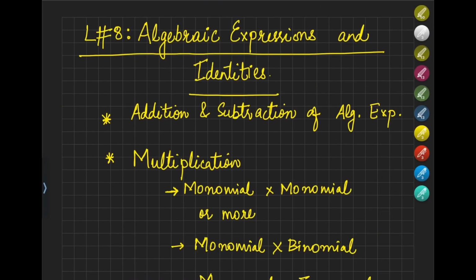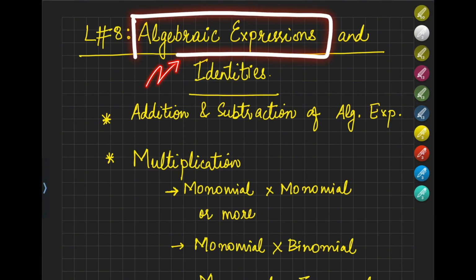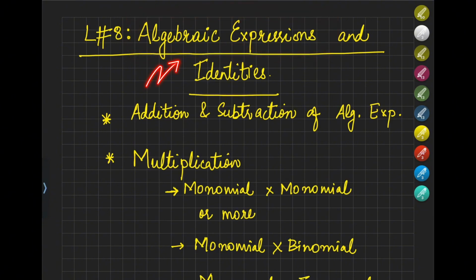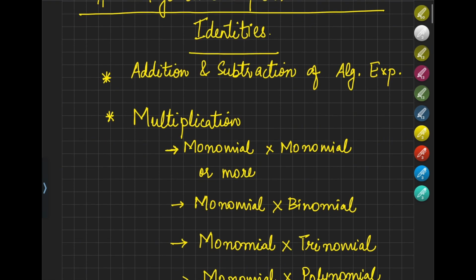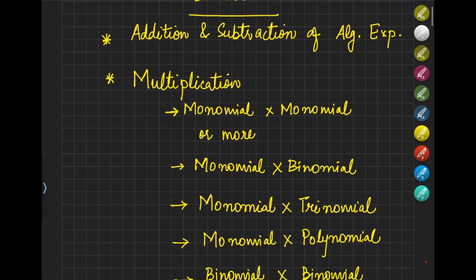So we are doing lesson number 8, Algebraic Expression and Identities of the NCERT textbook. We have seen that in the previous class we learnt about algebraic expressions and we also learnt about the terms associated with them. So what's new that we are going to learn this year? In this chapter we shall review these terms and also learn addition and subtraction of algebraic expression.